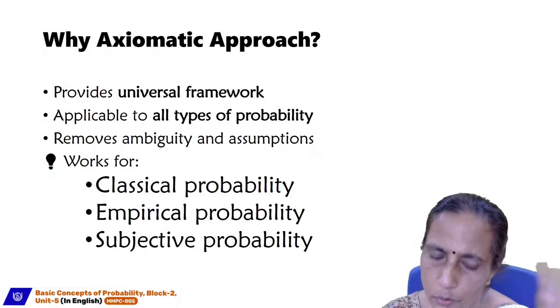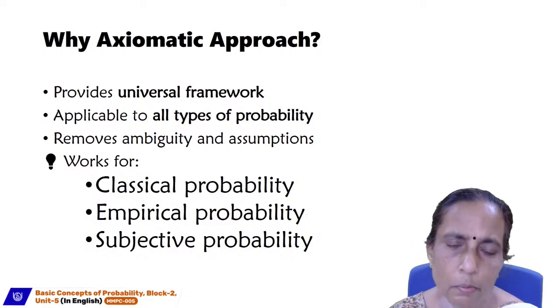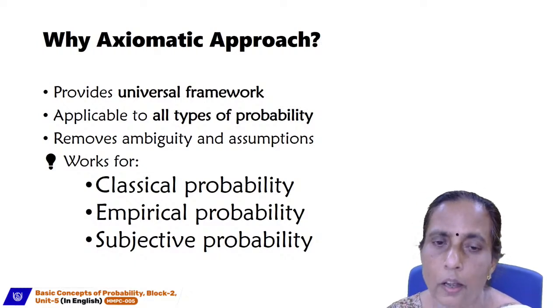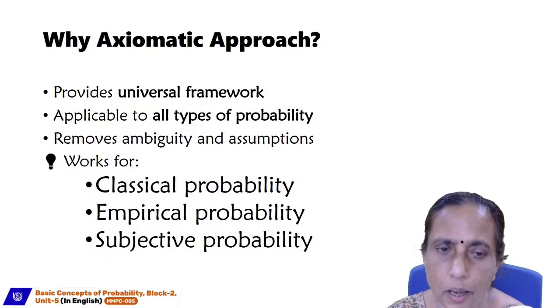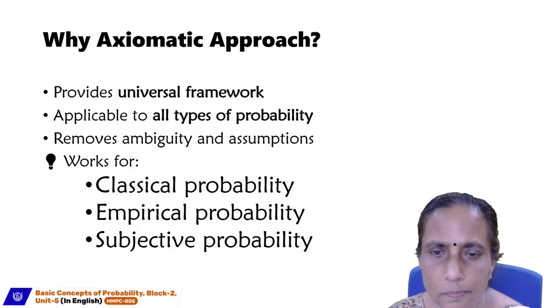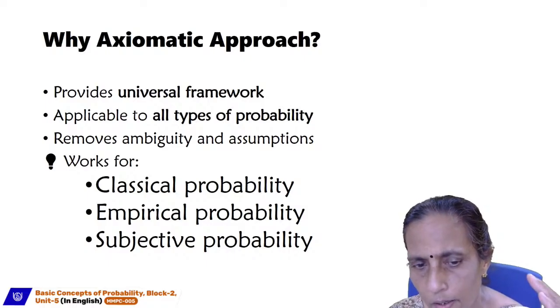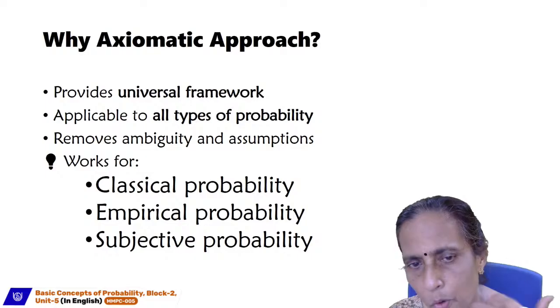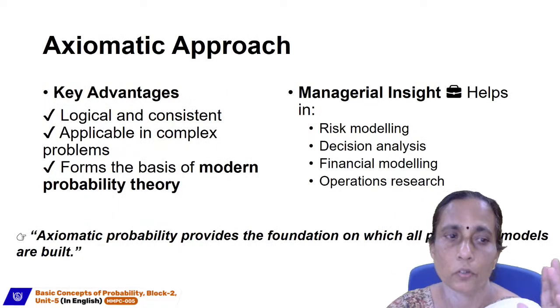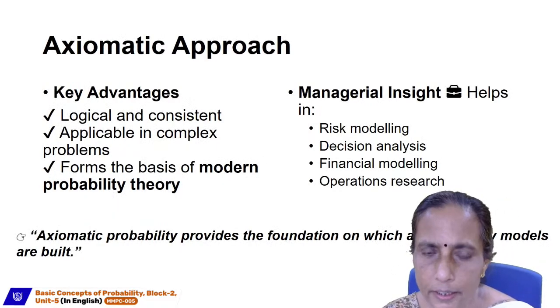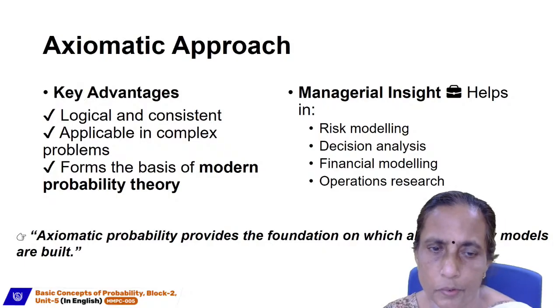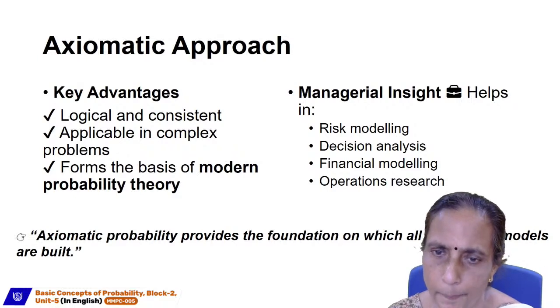So it provides a universal framework. It is applicable to all types of probability, and this removes ambiguity and assumptions, and it works for your classical, empirical, and subjective approaches of probability. So key advantages: it is logical and consistent, and it is applicable for all complex problems. It forms the basis of modern probability theory.